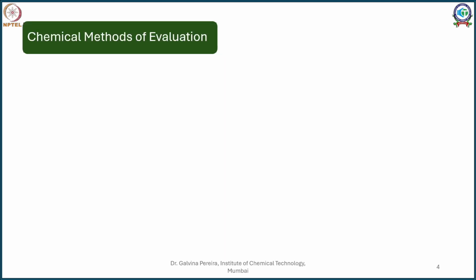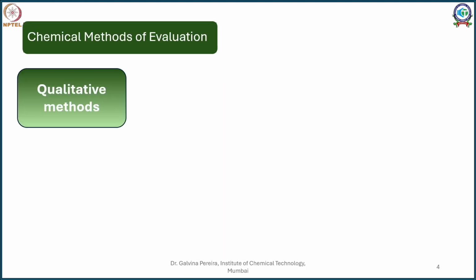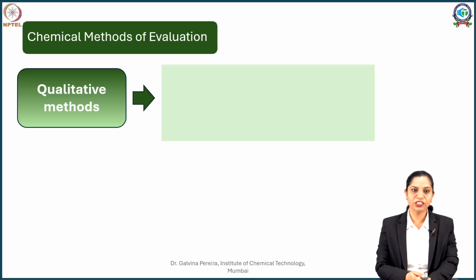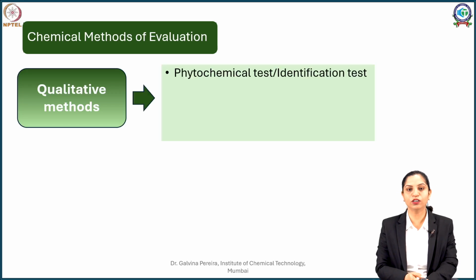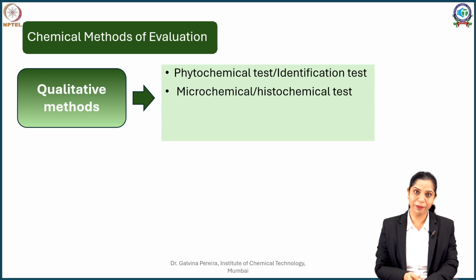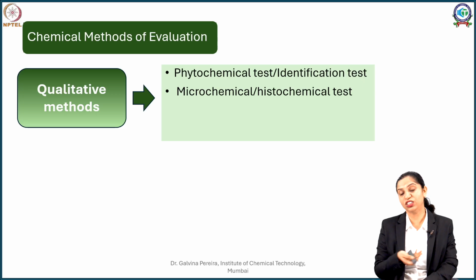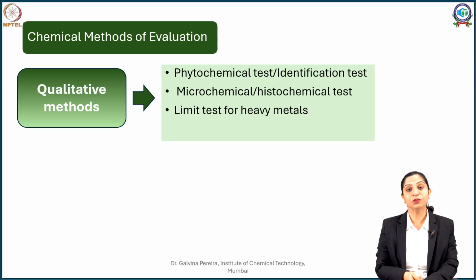So let's see different chemical methods of evaluation. When we are discussing our methods of evaluation today, we are going to discuss qualitative methods. Qualitative methods include phytochemical tests or identification tests. They include microchemical tests or histochemical tests, which are done under the microscope. This might also include your limit test for heavy metals.